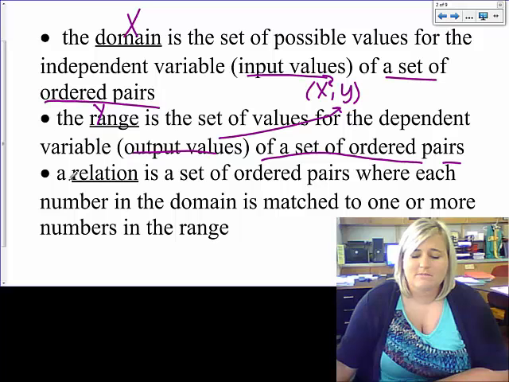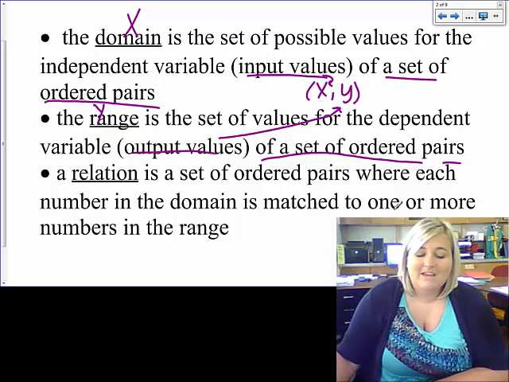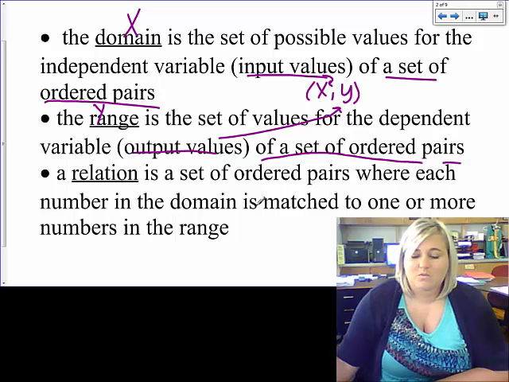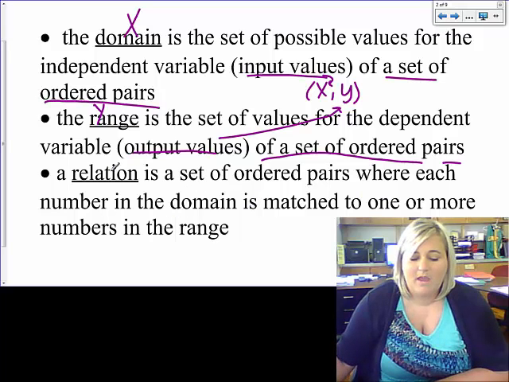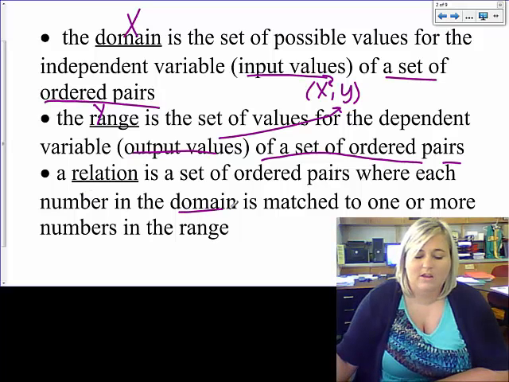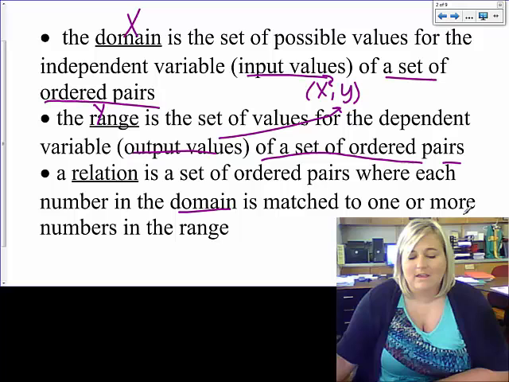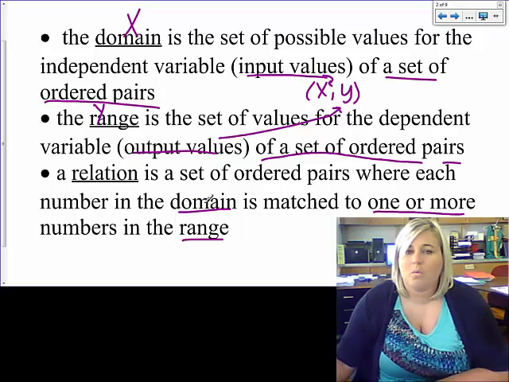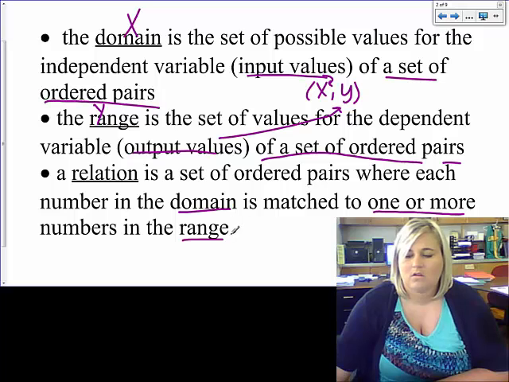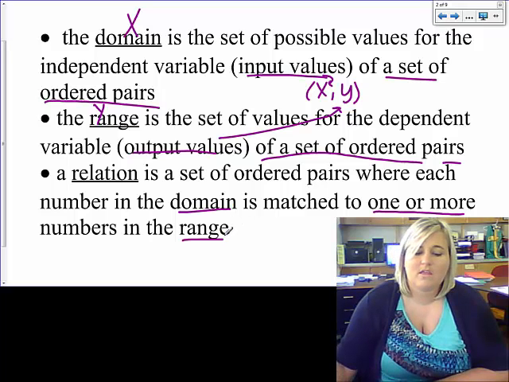A relation is a set of ordered pairs where each number in the domain is matched to one or more numbers in the range. What this is saying is that for every x value, it has to have at least one or more y values for it to be a relation.